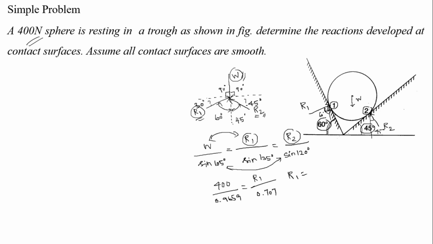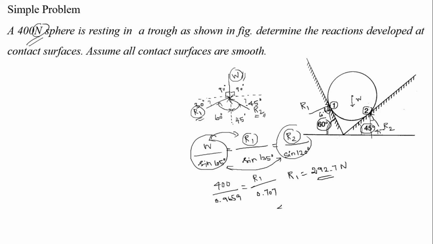400 into 0.07707 divided by 0.9659. So 292.7, right, 292.7 reaction force in Newton, because W is given in Newton. So this is Newton. Now I want to equate this one and R2, right.